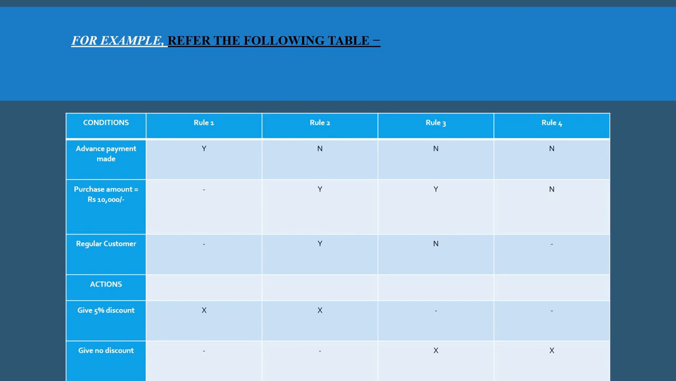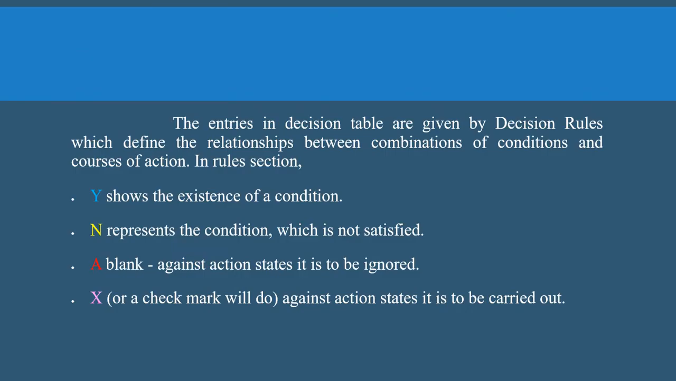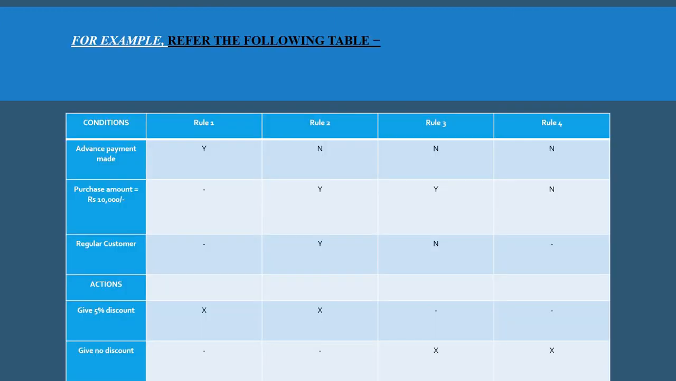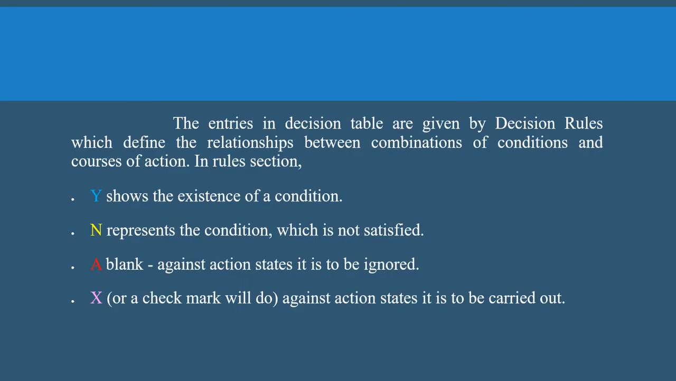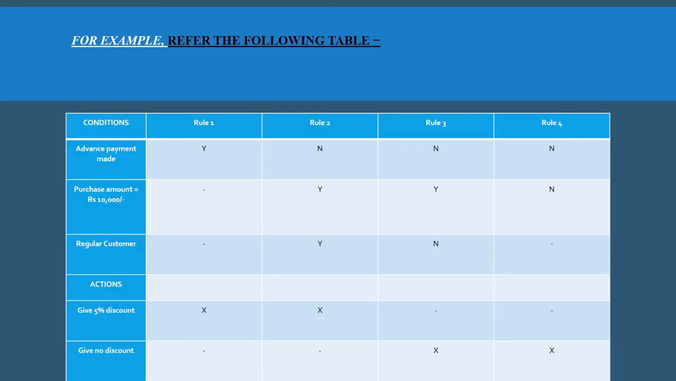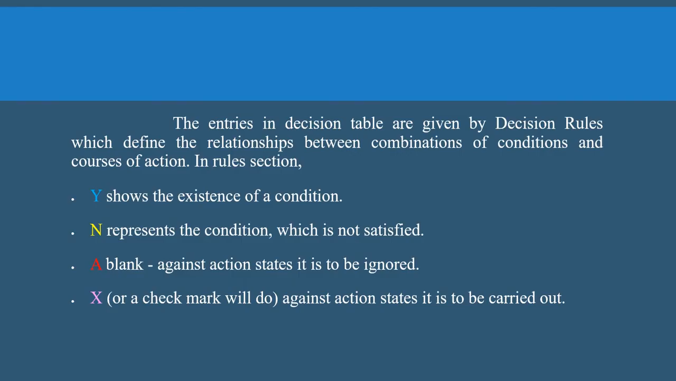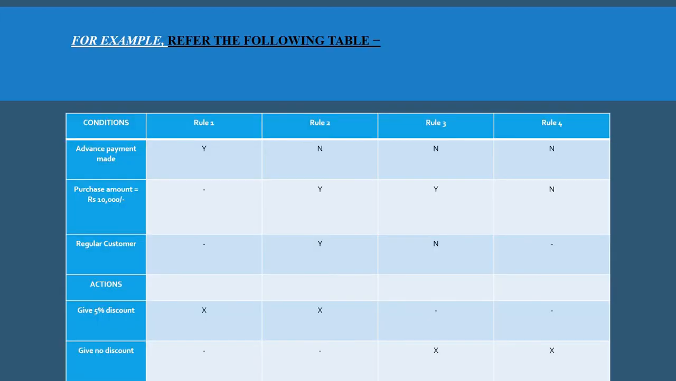See here, Y. All those rows and columns which have Y represent the existence of a condition, and N represents the condition which is not satisfied. Okay, that means N means not satisfied. A blank against an action states it is to be ignored, meaning that there is no action. All right. X or a check mark against the action states it is to be carried out.